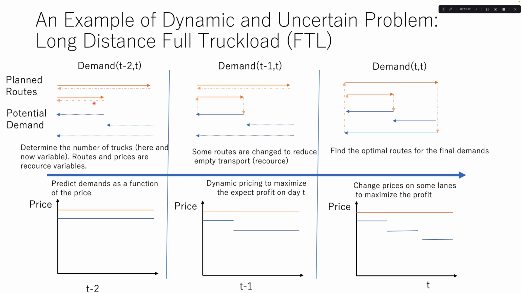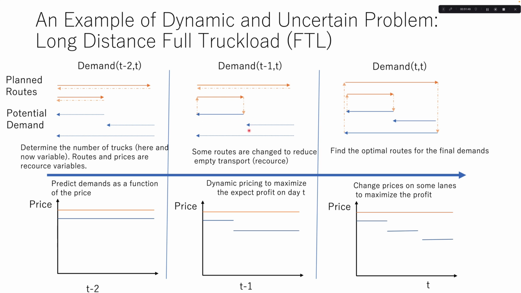The blue dotted line represents potential demand, which may arise by changing prices. After one day, on day T1, the price for the blue goods is lowered. As a result, some demand arises. As shown in the middle figure, the backhaul, indicated by the solid line, reduces empty transport and increases profit.